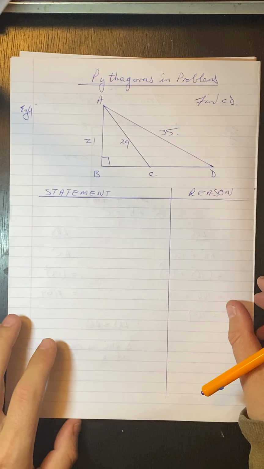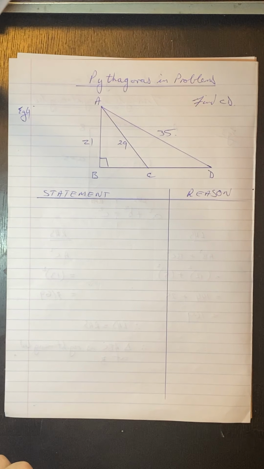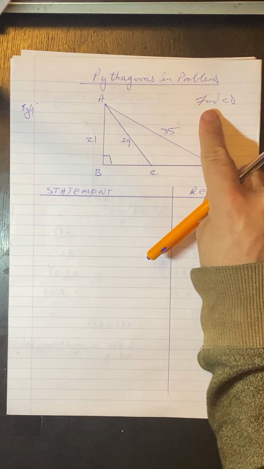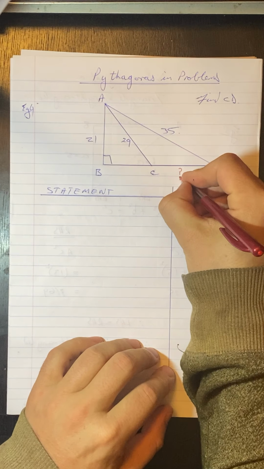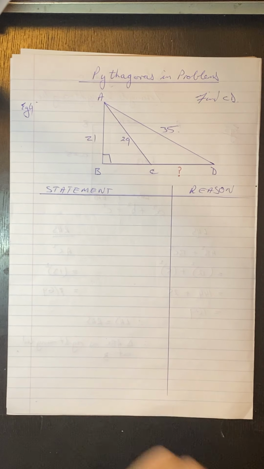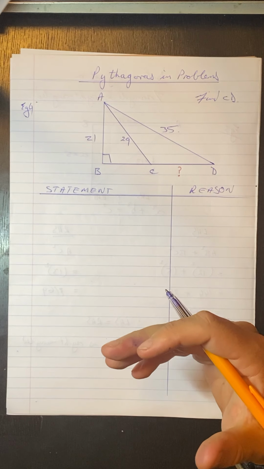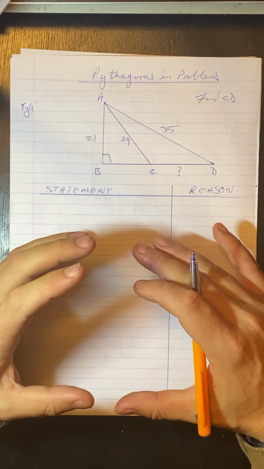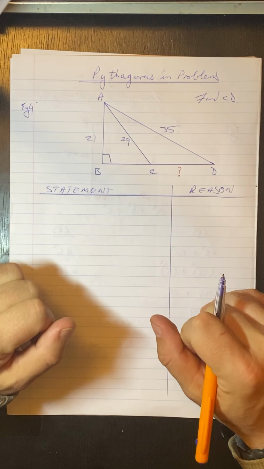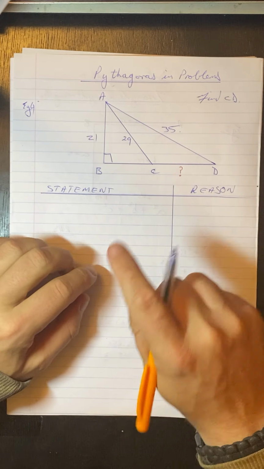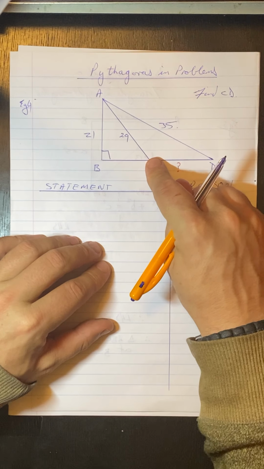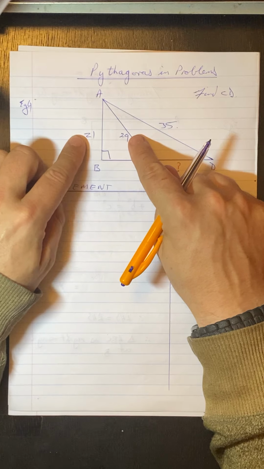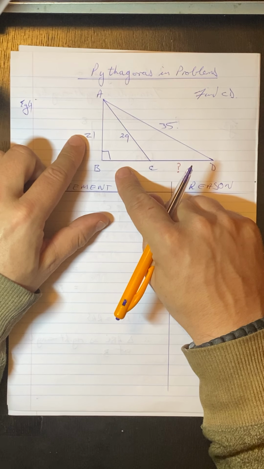Okay, so Pythagoras in problems. What they want us to do here is find the length CD, this one over here. So what we're going to do here is we're going to use Pythagoras numerous times to help us find this CD length, okay? For example, if I work in this triangle ABC, you can see I have the two sides there. I can find out what BC is.